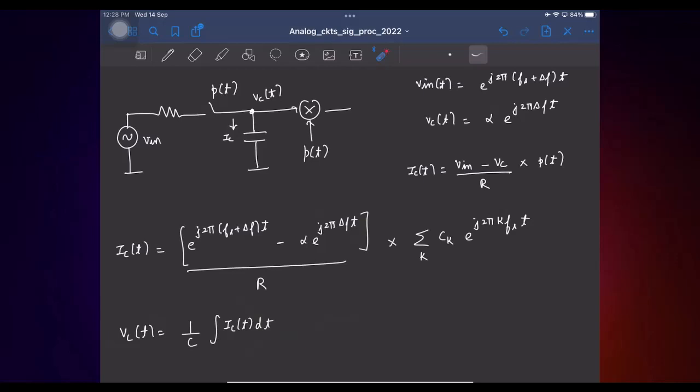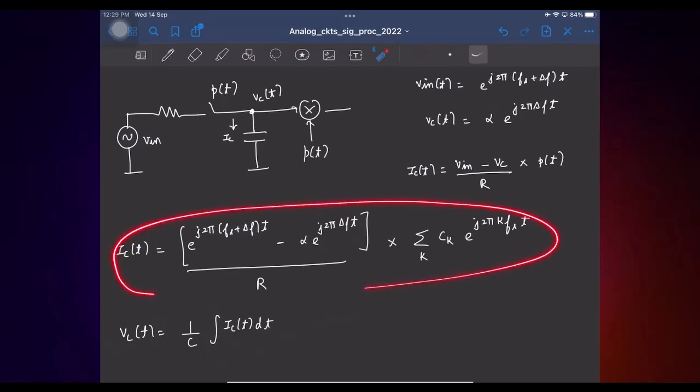I know that the capacitor voltage predominantly contains an exponential at delta f, and this is the relation between the capacitor voltage and the capacitor current. So what should be the dominant exponential in the capacitor current? It's a linear operation, so delta f. It's a linear element, right? So I'll try to find only the strength of the delta f exponential here.